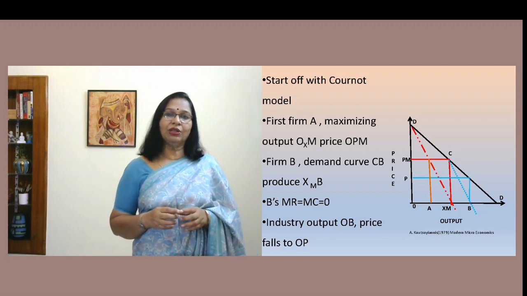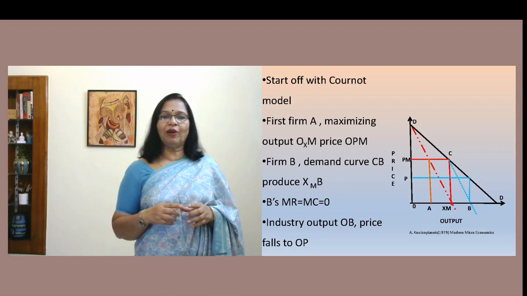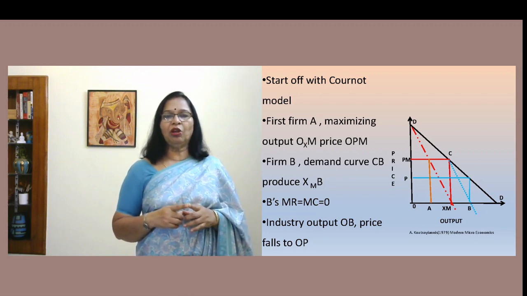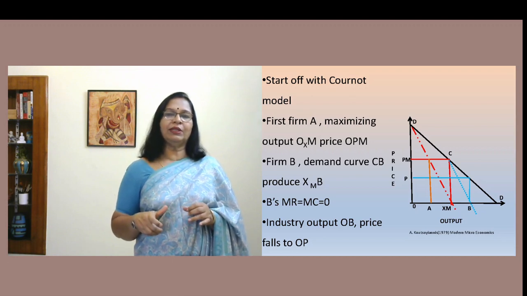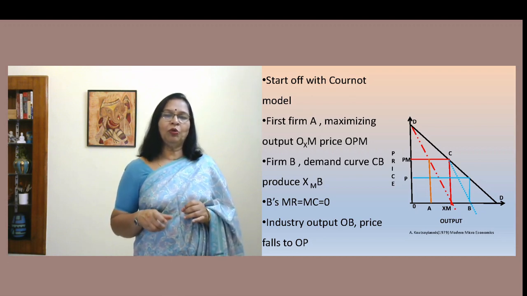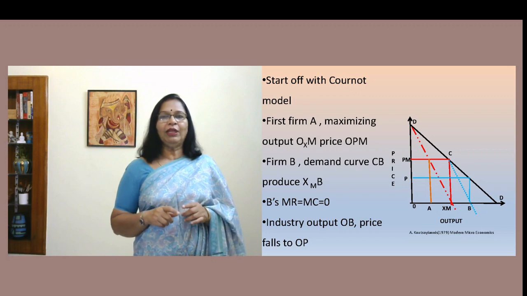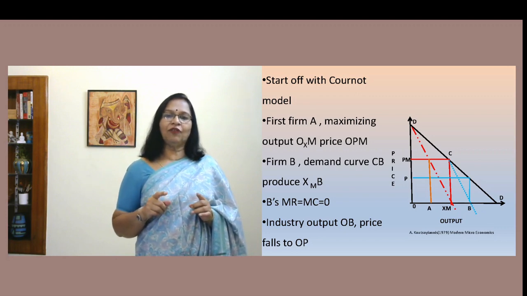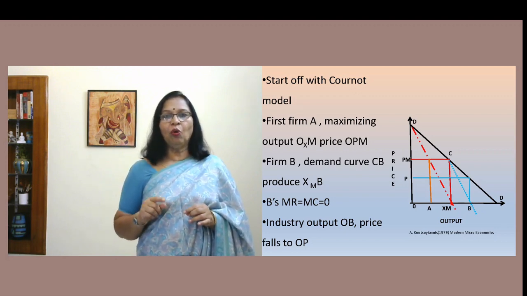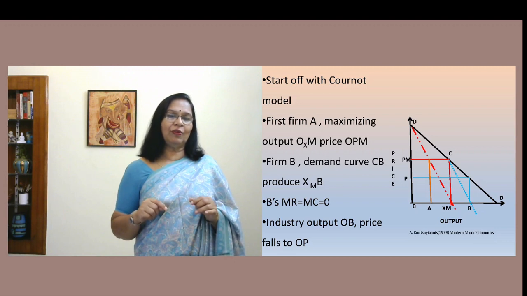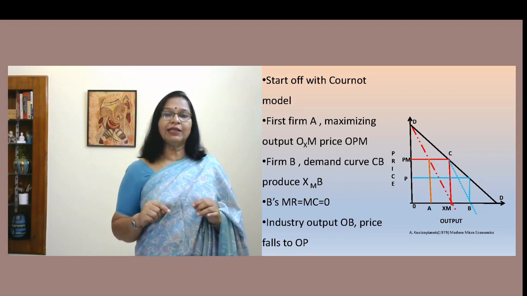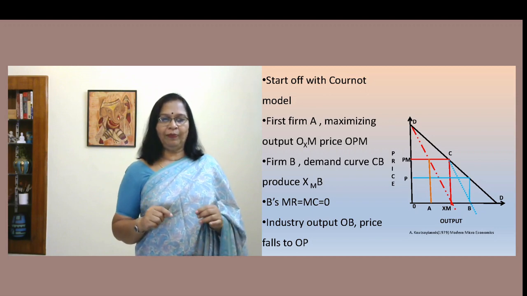So the total industry output has now increased from OXM, which was the monopoly output, to that of OB, which is the output of both the firms together. When the industry output has increased from OXM to OB, then theory tells us that as the output expands, the price in the industry will also come down. So the price has come down from OPM to OP.